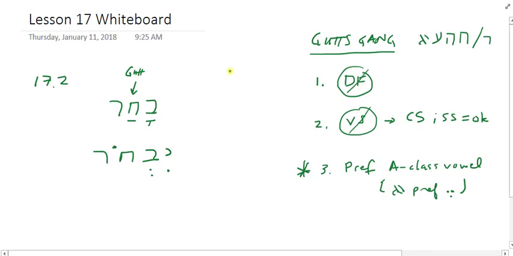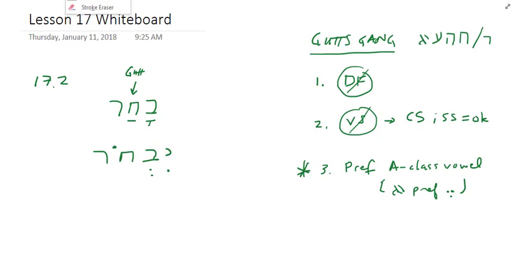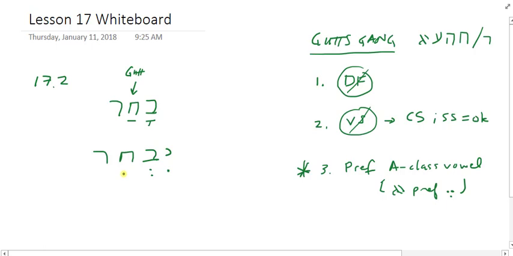A class. And that is going to affect my form here. So instead of the holem that I have come to know and love in my short time with the imperfect, I'm going to see a patach show up as my theme vowel, and it's going to be yivchar instead of yivchor. Okay? Yivchar instead of yivchor. Okay, so he will choose. And that's basically what's happening throughout the paradigm: everywhere I wanted a holem, I'm going to get a patach. I'm going to get an A-class vowel. So yivchar, tivchar, tivchar, and so forth.